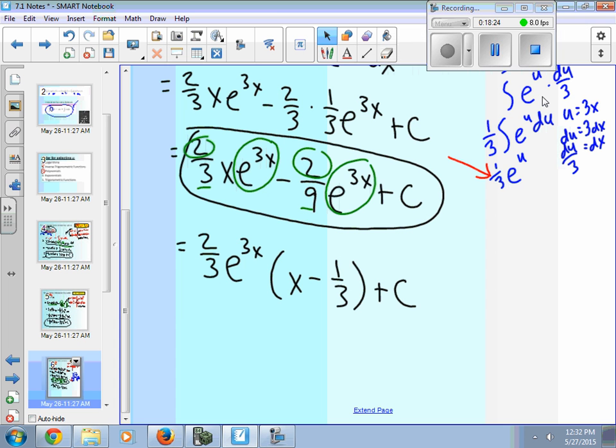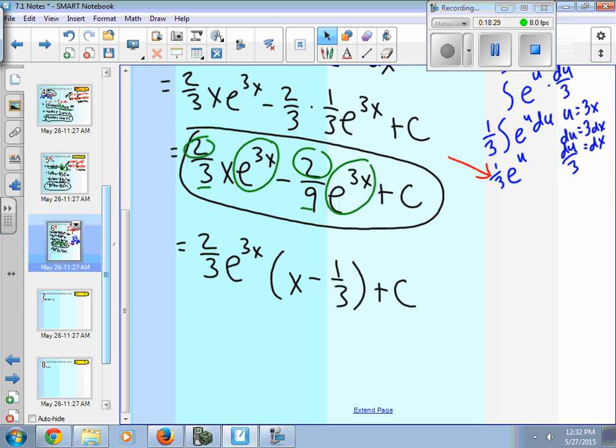Okay, that's kind of an introduction to integration by parts. Hopefully you understood the notes a little bit. We'll be working with that some more next week.